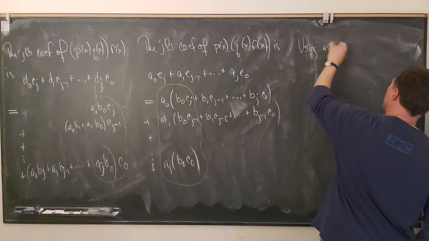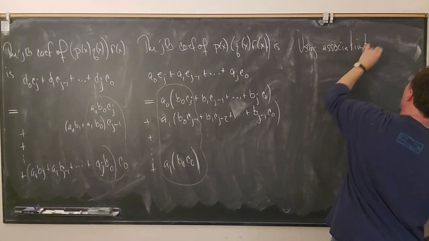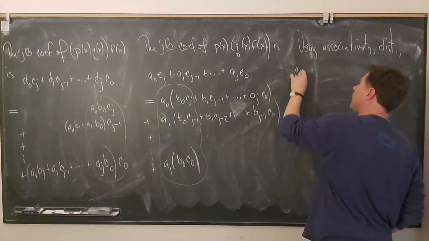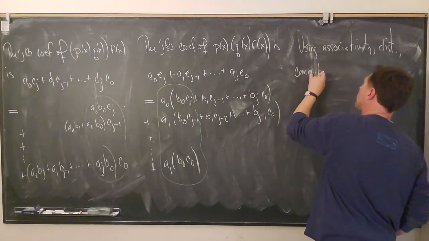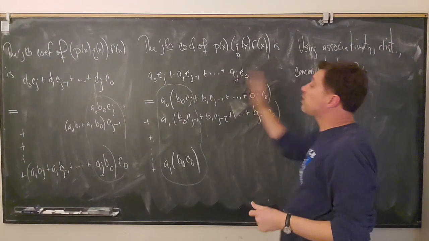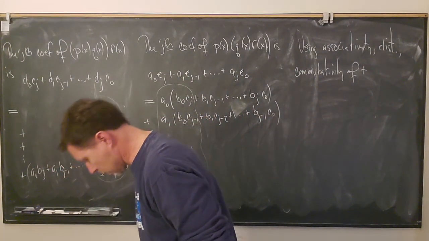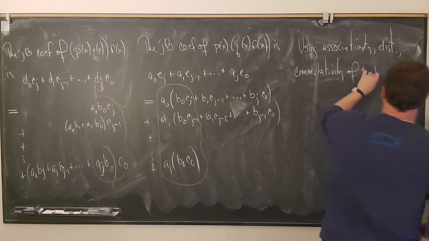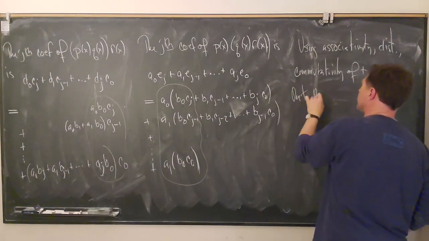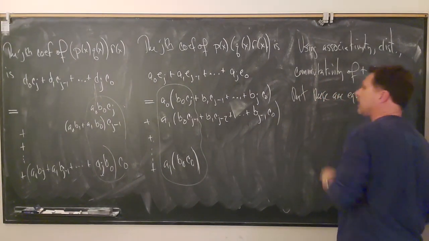Using associativity, distributivity, commutativity of plus, you can regroup one side to look exactly like the other side. We see that these are equal. I don't know how illuminating this process is.